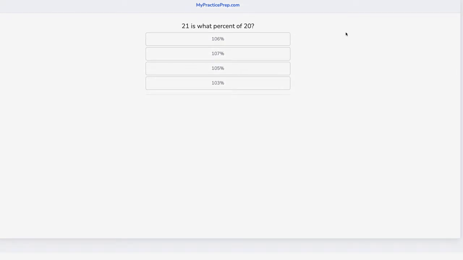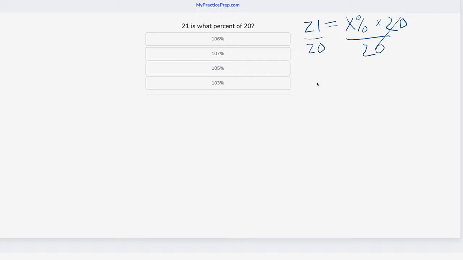21 is what percent of 20? So let's write that as a formula. 21 is what percent of 20. And you can divide both sides by 20, do some long division, and get your answer. That's not the easiest problem to solve with long division. So here's a quicker alternative. You take these answers, plug them into the formula, and see which one gets you 21. And then I'll show you a little secret to make it even faster.